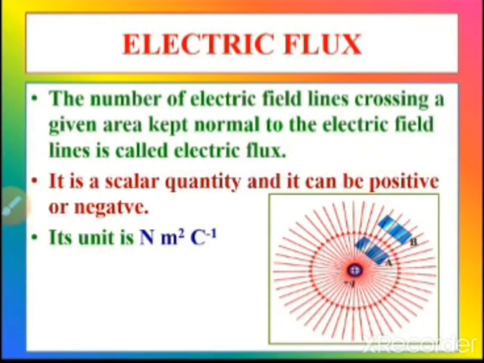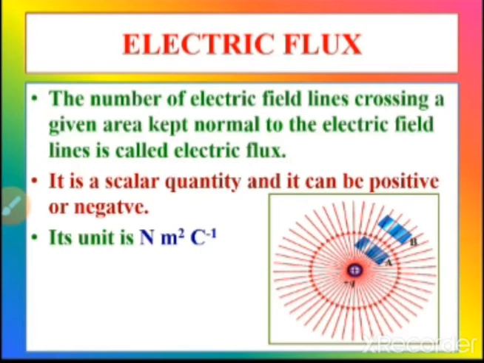The definition is: the number of electric field lines crossing a given area kept normal to the electric field lines is called electric flux. Do you understand? It is a scalar quantity. The value of electric flux can be both positive or negative, and the SI unit of electric flux is newton meter squared per coulomb, N m² C⁻¹. This is a repeated, important one-word and 2-mark question.